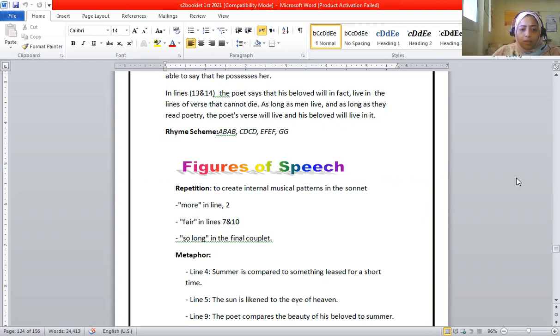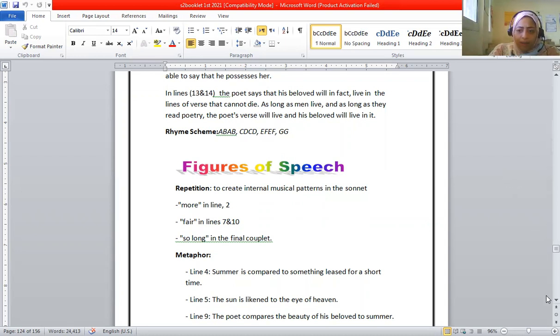Here we have "so long" in the final couplet. A couplet means the last two lines in the sonnet, and they start the same way: "So long as men can breathe," "so long lives this." One line after another, they together make the idea of repetition. So again, the last two lines, the final couplet.